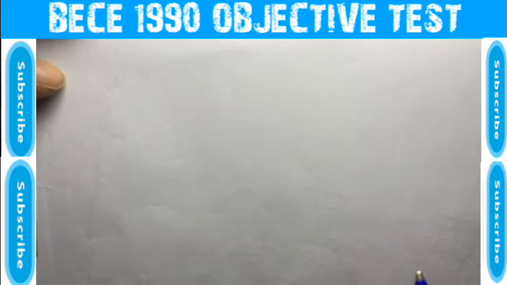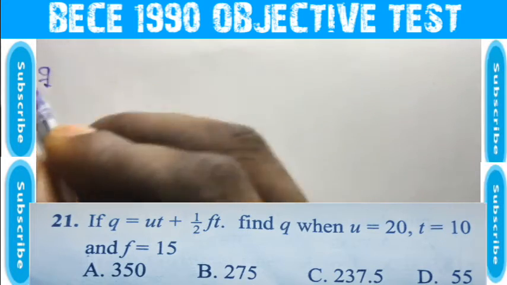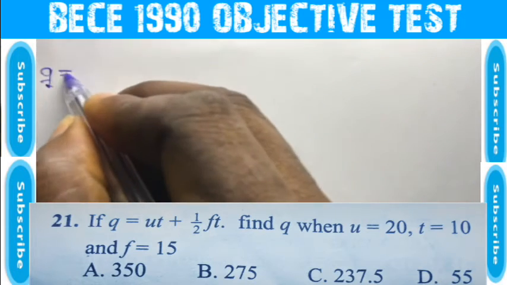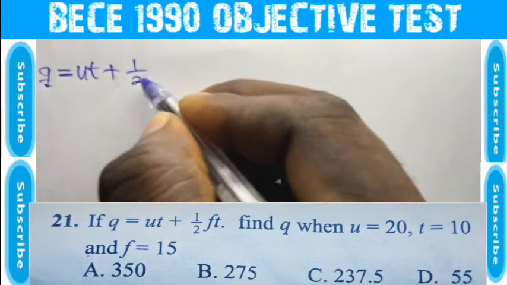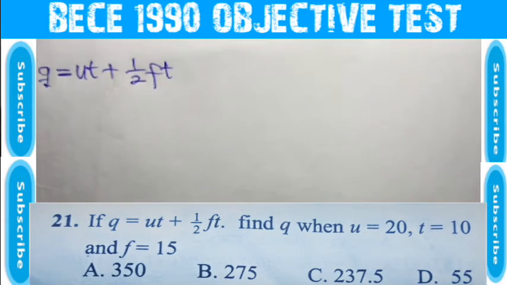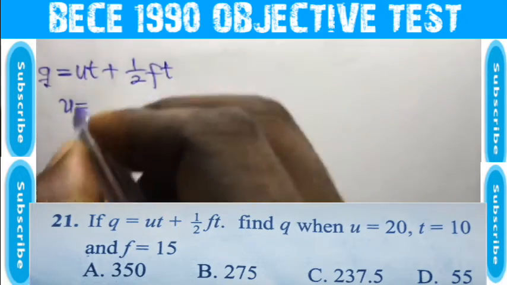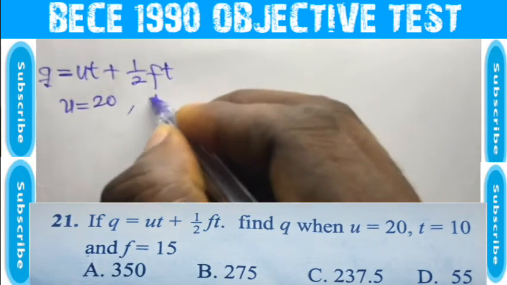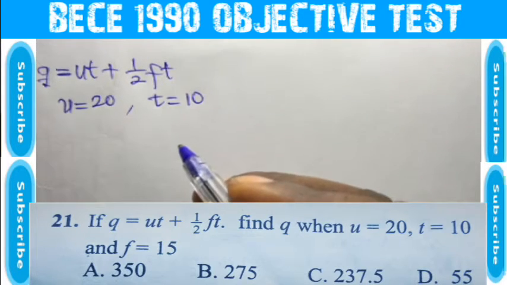Let's move on and have a look at question 21. So with question 21, we are supposed to find the value of Q from this particular expression. So the question is displayed on the screen. Let me write the expression down. We have Q is equal to UT plus half FT. And from the question, we have U to be 20, T to be 10. And then we have F to be 15.